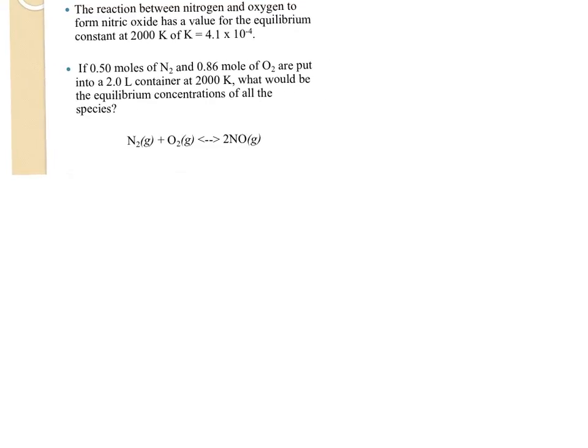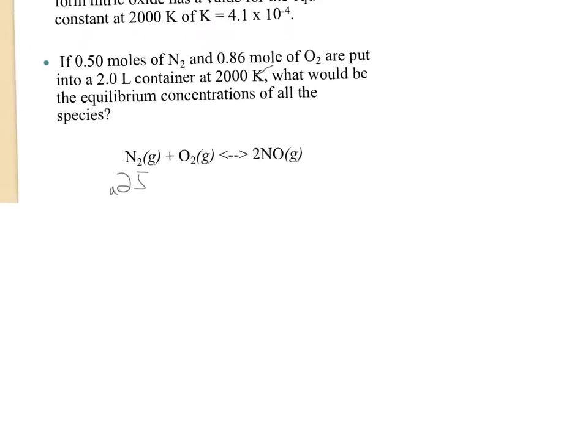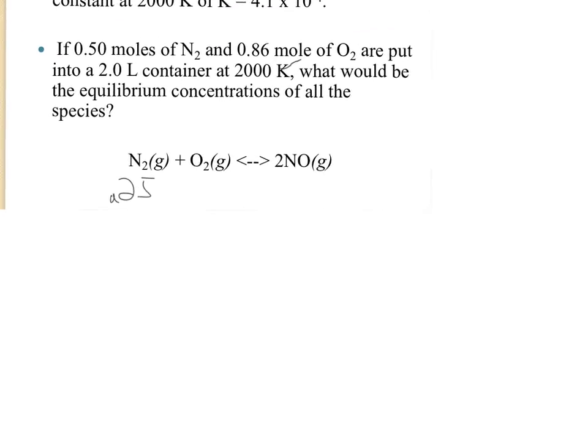Some very similar information. 0.5 moles. This one's in a 2-liter container, so we need to do some division to get the concentrations. This is a 0.25 molar solution. And 0.86 moles of oxygen, so 0.86 over 2 gives me 0.43 molarity. Those are all molarities in a 2-liter container, assuming there is no product there. So initials still look good.